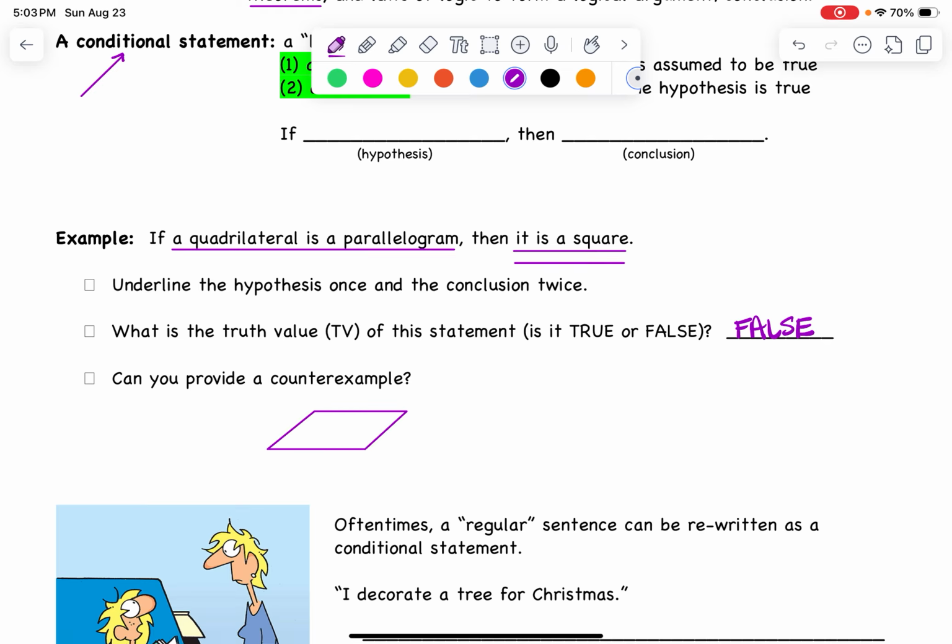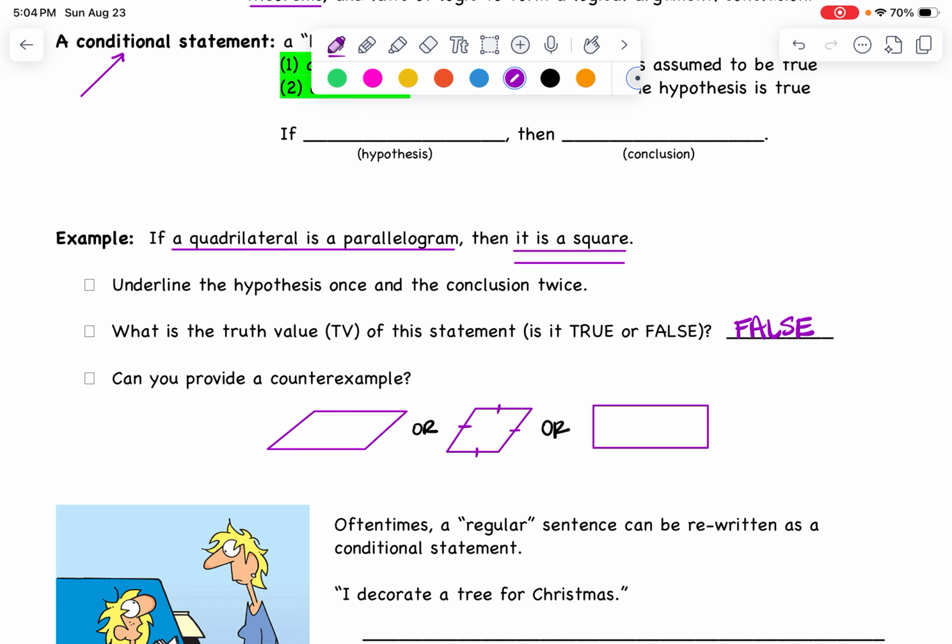Or we could have a rhombus, which has all congruent sides, but is still not a square. Or we could have a rectangle, which is also a parallelogram, but not a square. Obviously you don't have to draw all 3 of these, but this would be an example of a counterexample that would prove that this conditional statement was false.